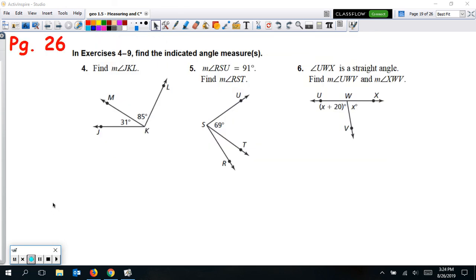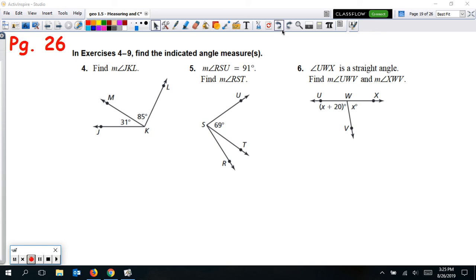Okay, so back on page 26, we're looking at number 4 through 6 in our extra practice. Number 4 says find the measure of angle JKL. First, identify which one you're trying to find. JKL is the bigger one. We know the two smaller ones here. So just a little angle addition. We just have to add those two together.